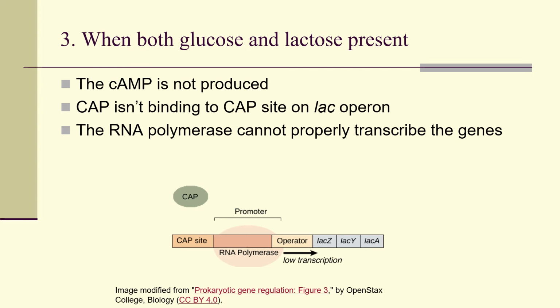When there's both glucose and lactose present, because of the glucose, cyclic AMP is not produced. Because of this, CAP is inactive and it cannot bind to the CAP site to stabilize RNA polymerase. Because of lactose, the LacI repressor is no longer binding to the operator and the promoter region is free for RNA polymerase to bind. But without the CAP protein, RNA polymerase is unstable and the lac operon is not fully transcribed.